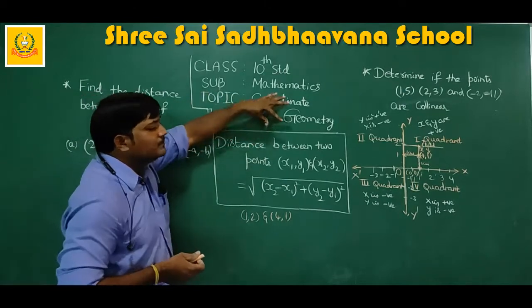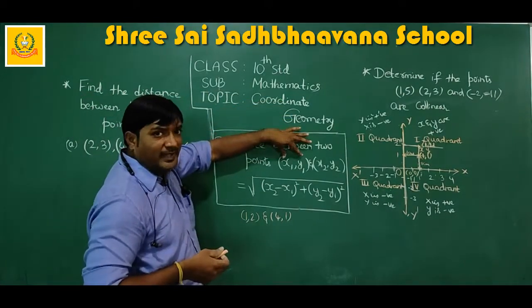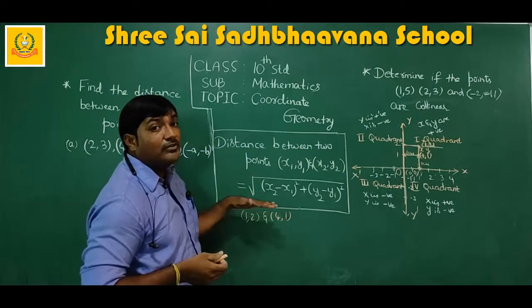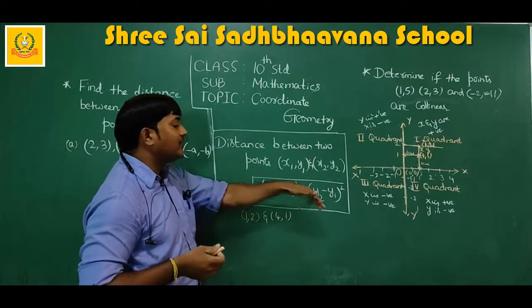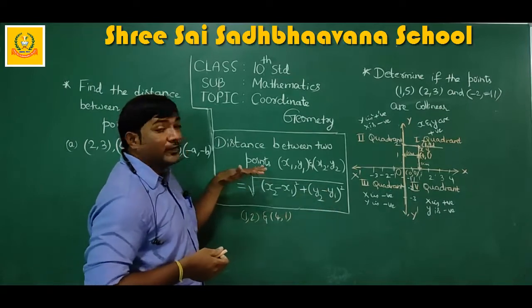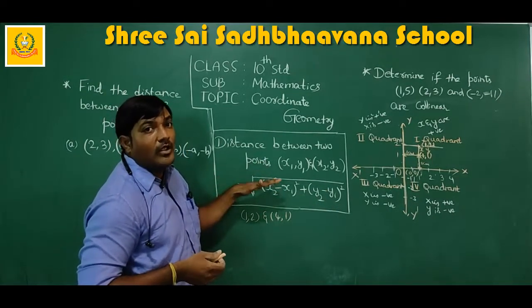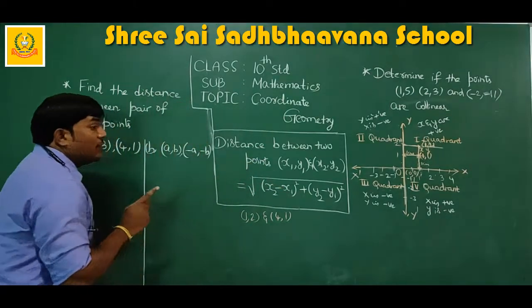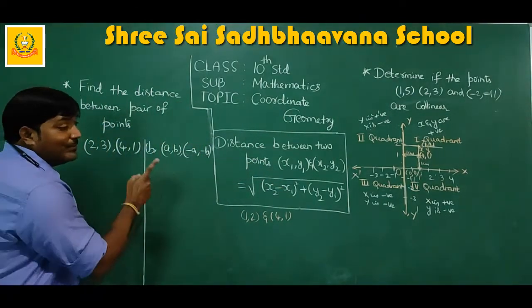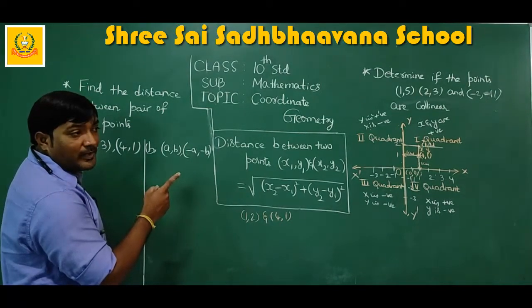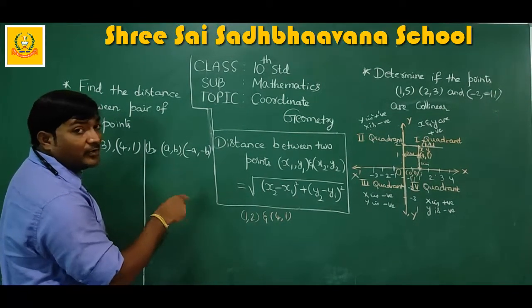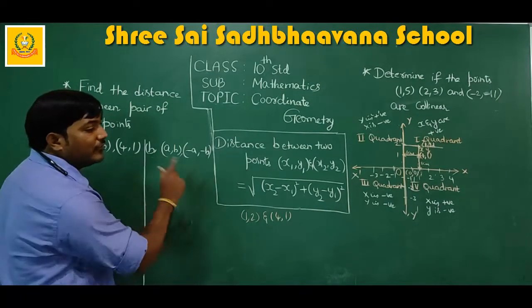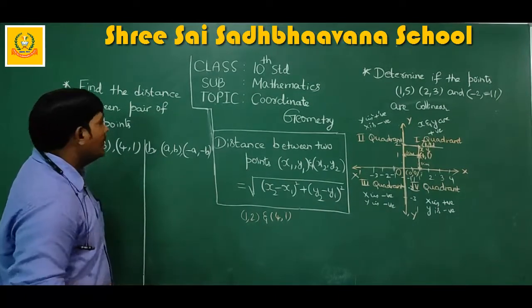Just you have to take the coordinates. They will only provide you the coordinates. You just plug in. Plug in the sense, you have to substitute in the place of x2, x1 and y2, y1 and find the value. That is how you have to do the sum. So first you have to remember the formula. And if you make any mistake, if you take positive as negative, negative as positive, your answer will be completely wrong. So you should be very careful when you are substituting the values.